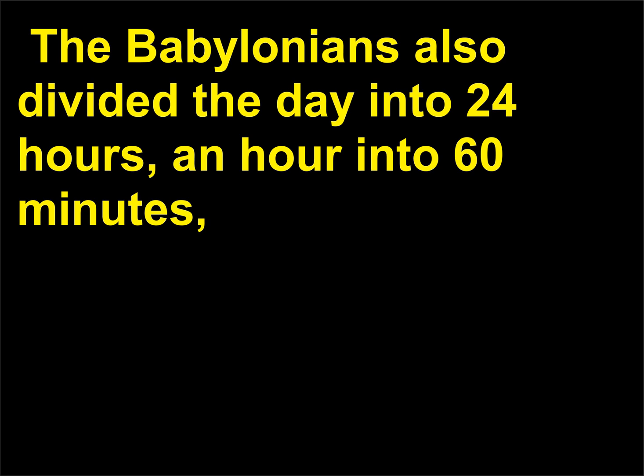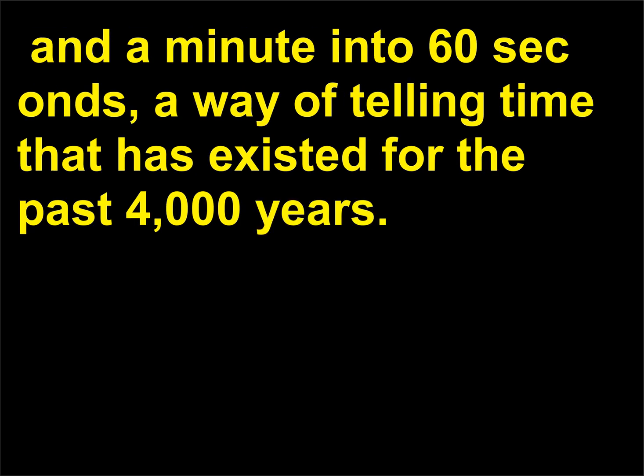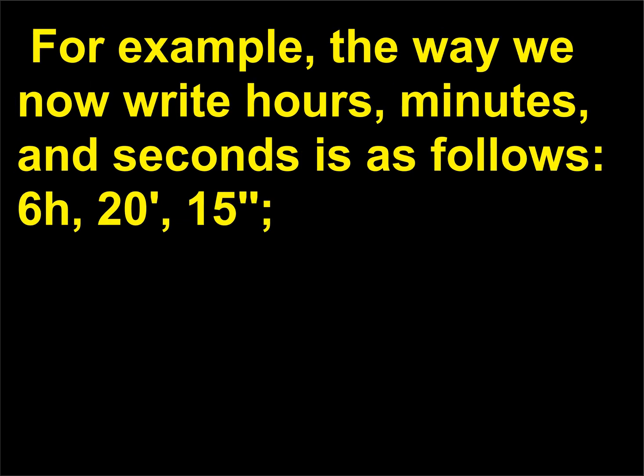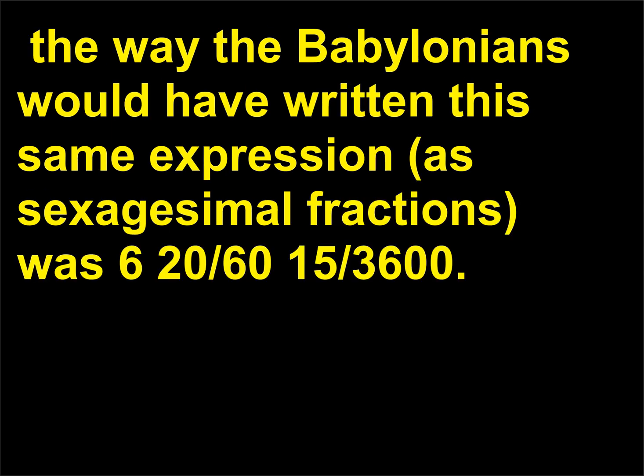The Babylonians also divided the day into 24 hours, an hour into 60 minutes, and a minute into 60 seconds, a way of telling time that has existed for the past 4,000 years. For example, the way we now write hours, minutes, and seconds is as follows: 6h 20m 15s. The way the Babylonians would have written this same expression, as sexagesimal fractions, was 6 and 20/60 and 15/3600.